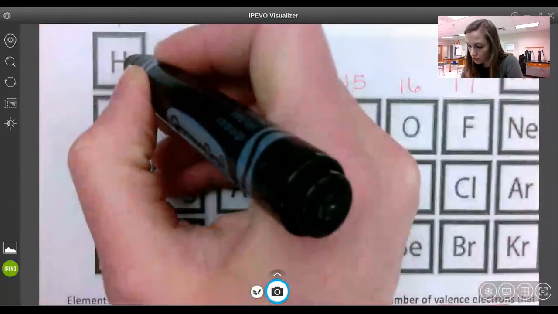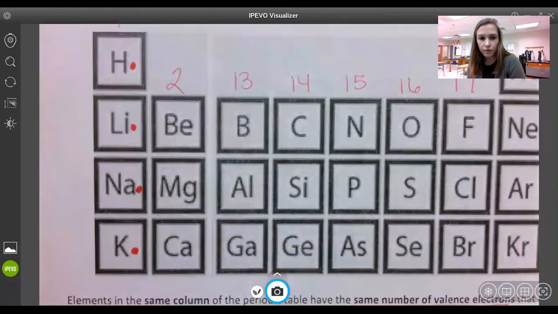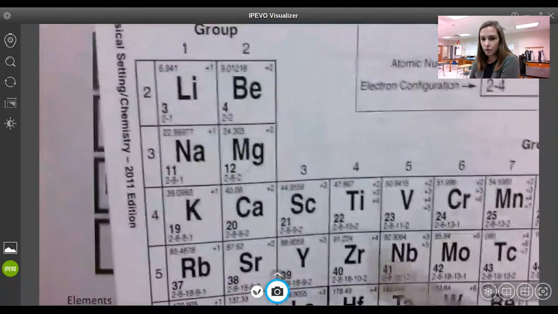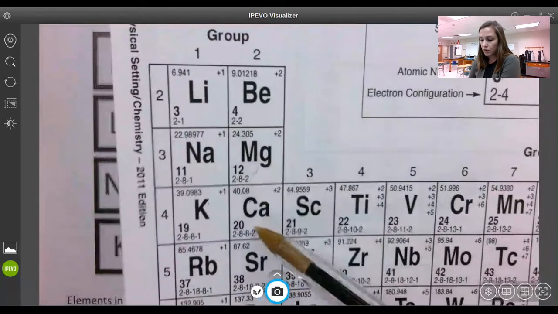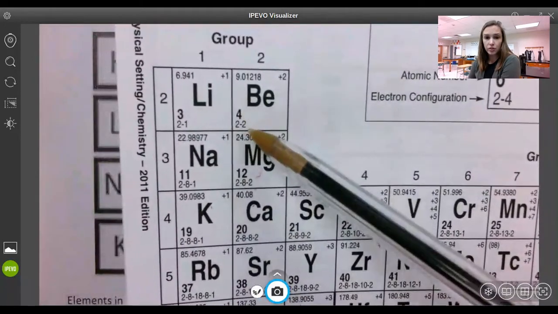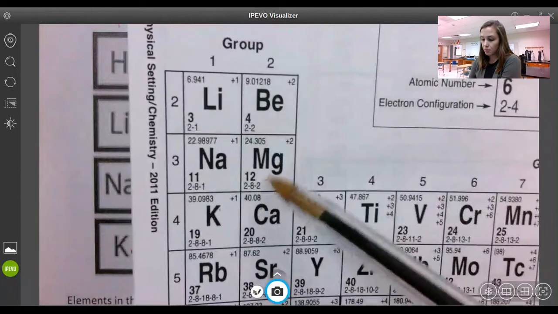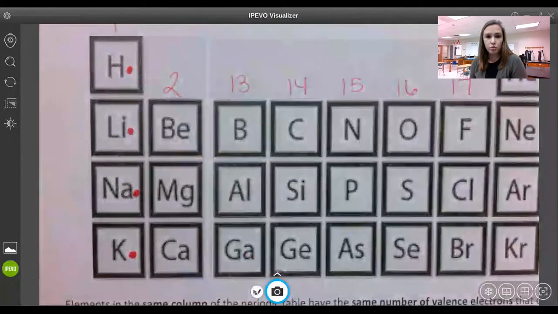So I usually start on the right-hand side. These guys all just have one valence electron. If we look at group 2, here we have beryllium, magnesium, calcium. These guys have different amounts of electrons, but their valence electrons are the same. So group 2 for beryllium is 2 valence electrons, magnesium is 2, calcium is 2. So all of group 2 have 2 valence electrons.